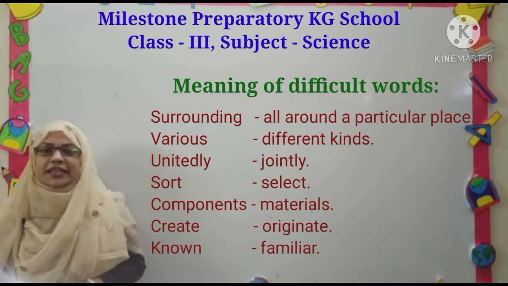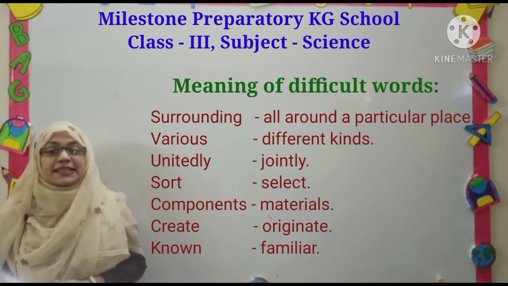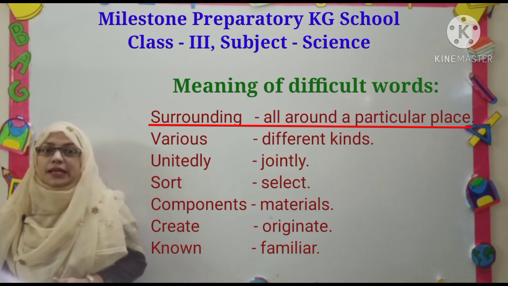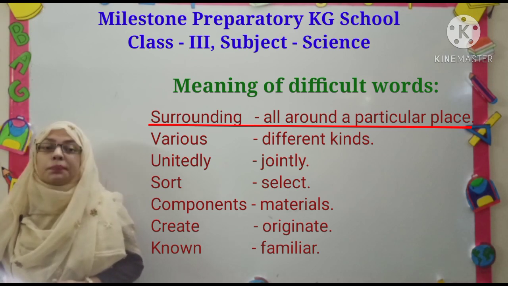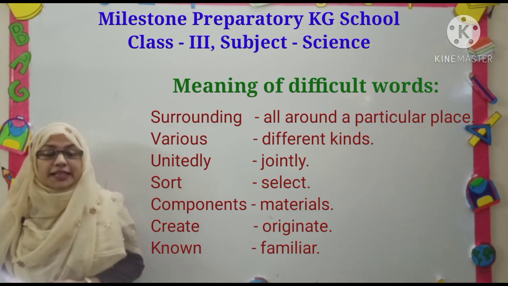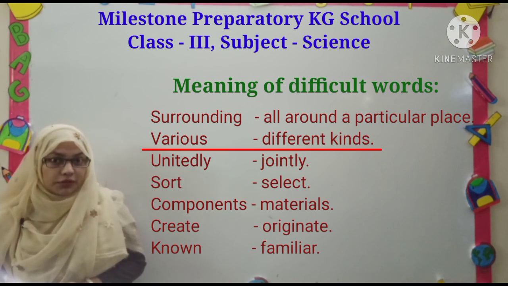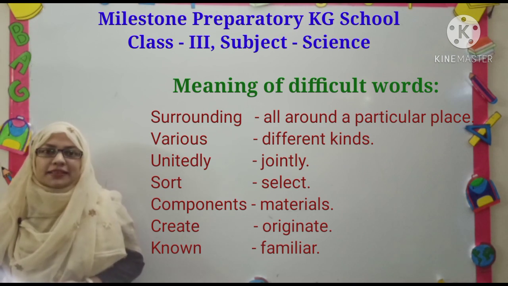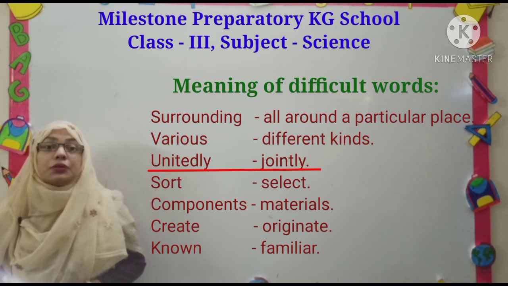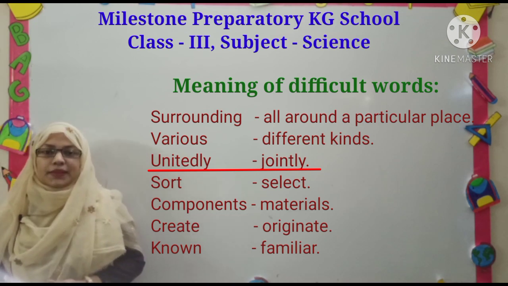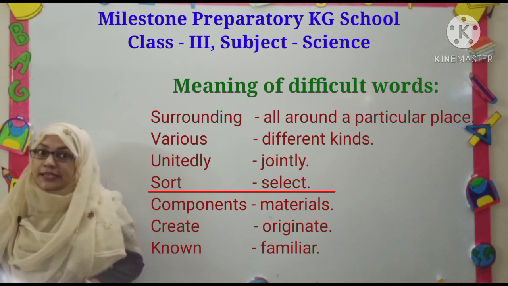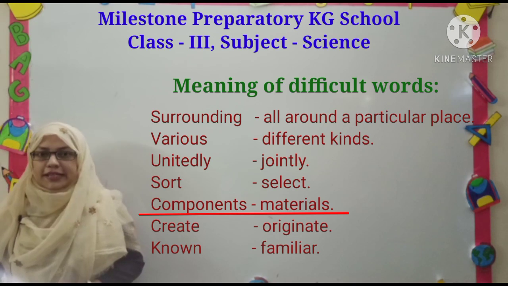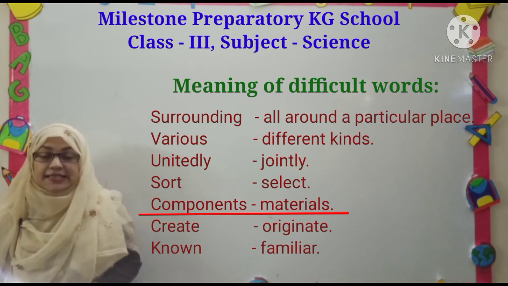So listen to me very carefully. The first word is surrounding. Do you know what is the meaning of surrounding? Yes, the meaning of surrounding is all around a particular place. The next word is various. Do you know the meaning of various? Yes, various means different kinds. Next, unitedly. Unitedly means jointly. Next, sort. What is the meaning of sort? Yes, select. Then components. The meaning of components is materials.